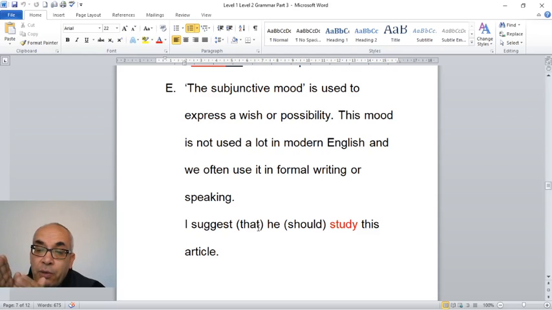Of course, we have to use the subjunctive mood after some verbs, like I recommend, I suggest, I demand, I request, I advise, and this is really important. And if you use the subjunctive mood, it means you are very good at using grammar.